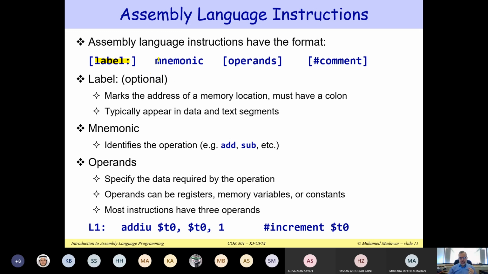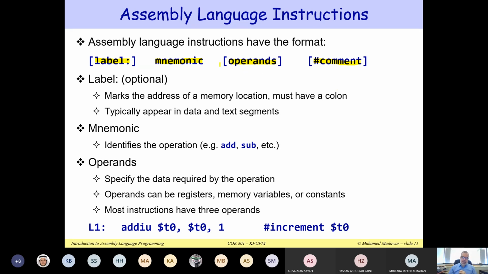The mnemonic here is the name of the instruction. And then you can have a different number of operands. Some instructions have 0 operands. Some of them have 1, 2, or 3, depending on the instruction. And finally, here we have a comment. The comment is just introduced to explain the purpose of this instruction, and it's optional. So the programmer may or may not write a comment.